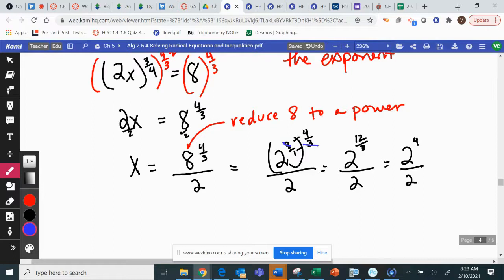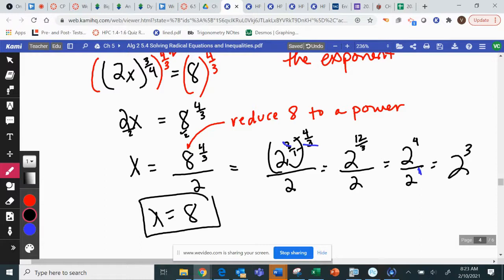All right. And then our last step, when we are dividing, what do we do? When we're dividing like bases, we do what to their exponents? Yell it out. Subtract. Thanks. So we do 2 to the 4 minus 1. So 2 to the 3rd. Oh, wait, that simplifies. What's my answer? 8. It's kind of interesting. It came all the way back to 8.